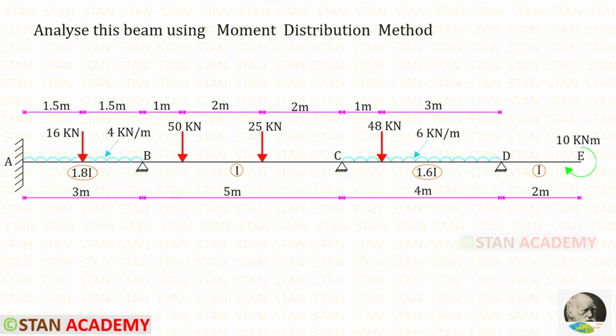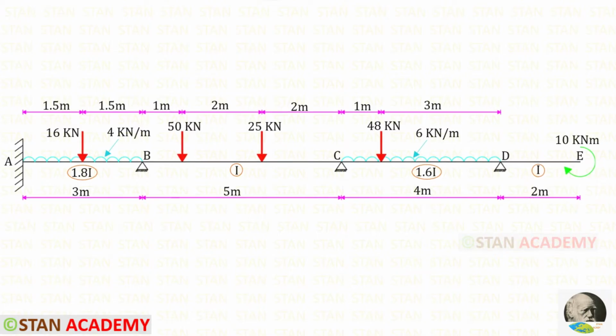Hello everyone. Today we are going to analyze this beam using moment distribution method. Before analyzing, let us see the beam one time. In this beam there are three spans AB, BC and CD. Also we have an overhanging portion DE.